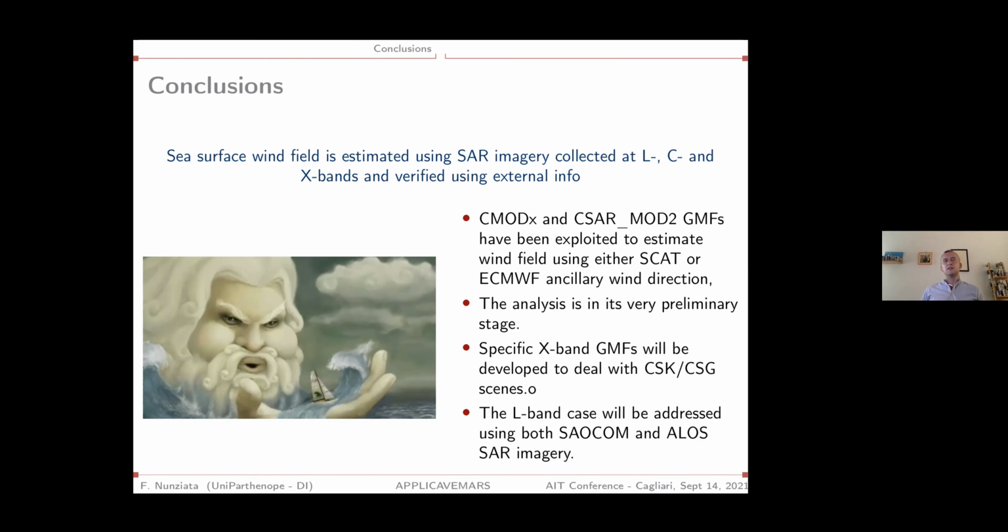And in a very short time, we are also trying to address the L-band estimation, which is by far the most challenging one, since the accuracy of the L-band estimation is expected to be lower than the X-band and C-band ones.